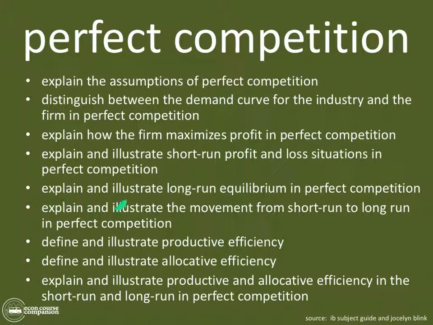All right, explain and illustrate long-run equilibrium in perfect competition. That's where the marginal cost, average total cost, and average revenue and marginal revenue all merge in that one magic point, okay? Sixthly, can you explain and illustrate the movement from short run to long run in perfect competition?